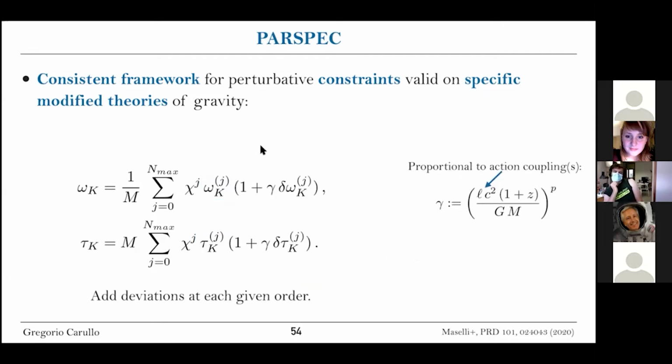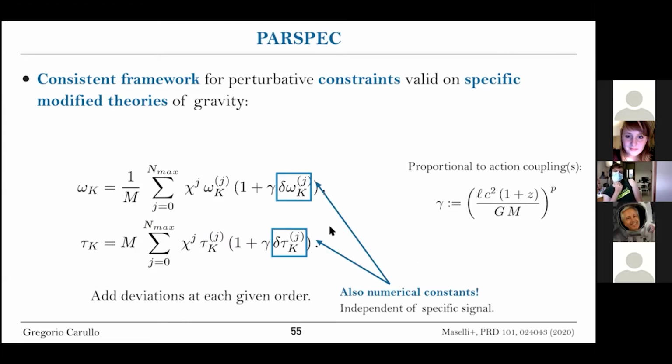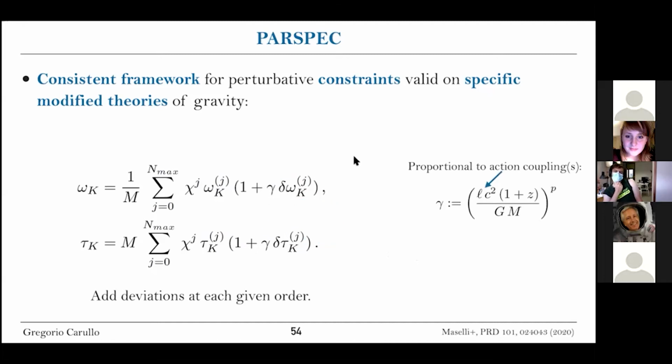And then only then you add deviations at each given ordering in spin. So you add some deviation, for example, to the non-spinning term, to the linear in spin, to the quadratic in spin, and so on. And now these deviations, where again these numbers are also numerical coefficients, are proportional to some gamma factor. And this gamma factor is essentially proportional to the action coupling, so to the coupling appearing in your alternative theory action to some power p, which will depend on the class of specific theory you are considering, which I will go into in a moment.